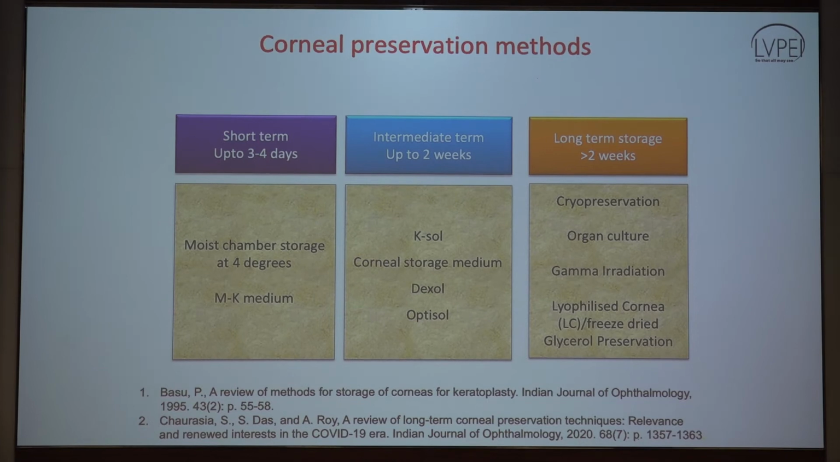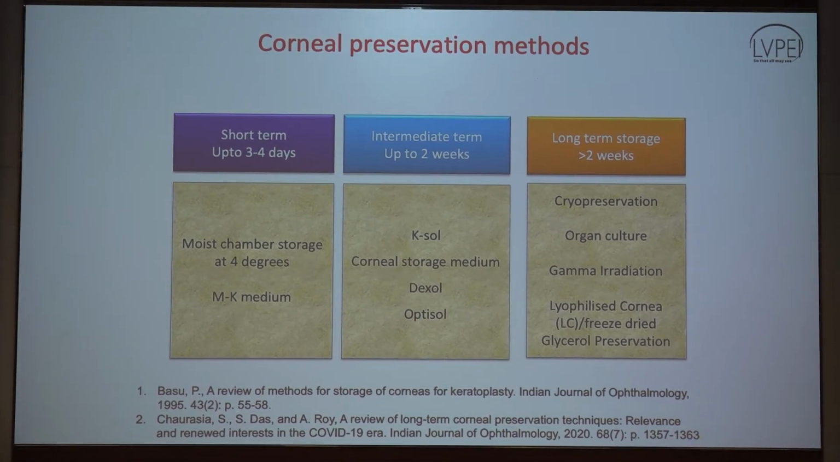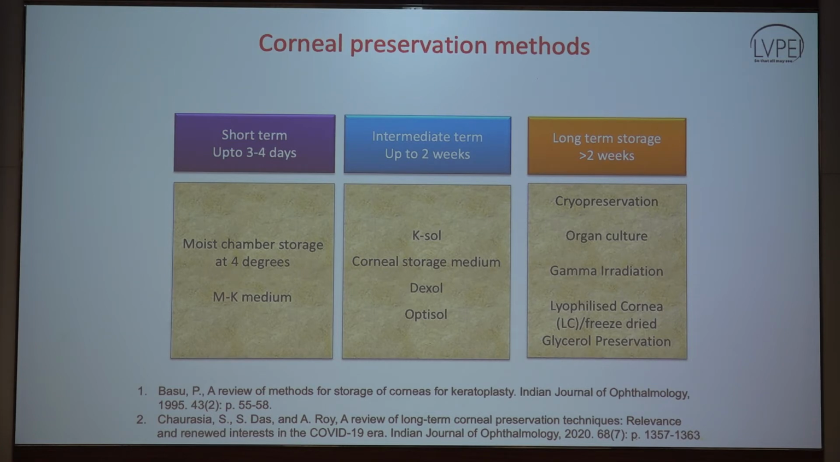So broadly, these are the types of media in which we have been storing tissues: short term, intermediate, and long term. The short term, up to 3 days, was MK. Moist chamber is not 3 days, it's 1 day basically. And intermediate term is up to 2 weeks: K-Sol, corneal storage medium, Dexol, Optisol.